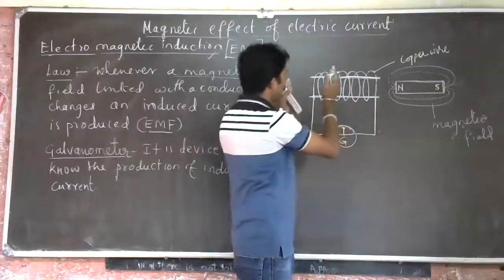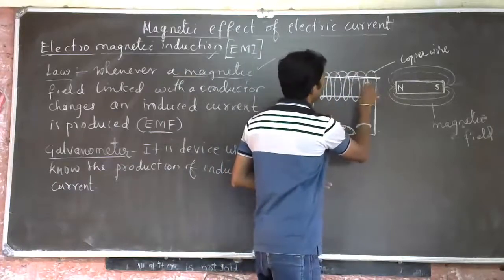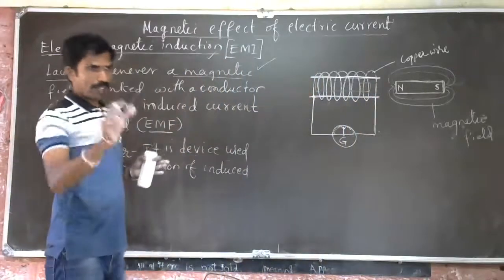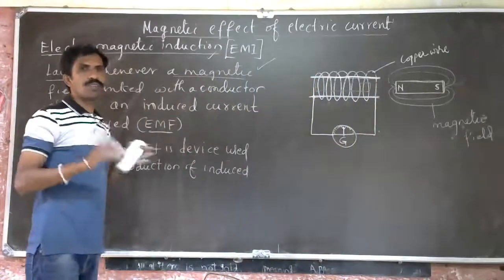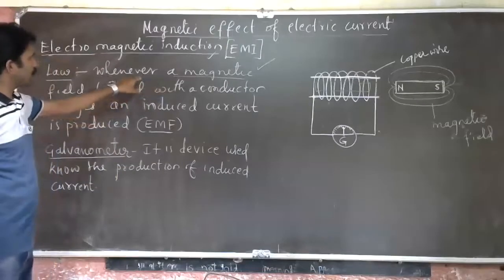Understood? If you keep this magnet stationary, constant, without moving, then no electricity is produced. No electricity is produced. Remember. So this is the definition. You can see this definition.